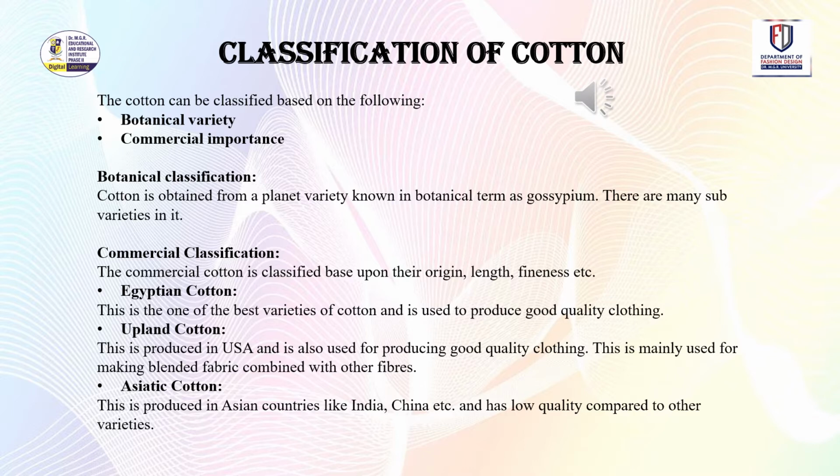Egyptian cotton: this is one of the best varieties of cotton and is used to produce good quality clothing. Upland cotton: this is produced in USA and is also used for producing good quality clothing. This is mainly used for making blended fibers combined with other fibers.